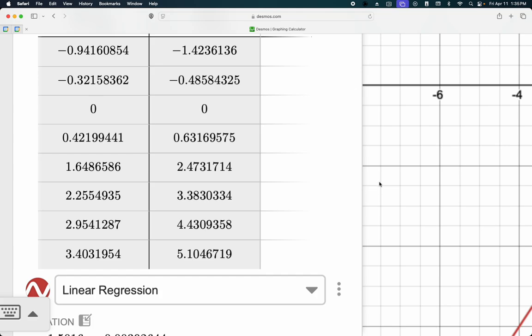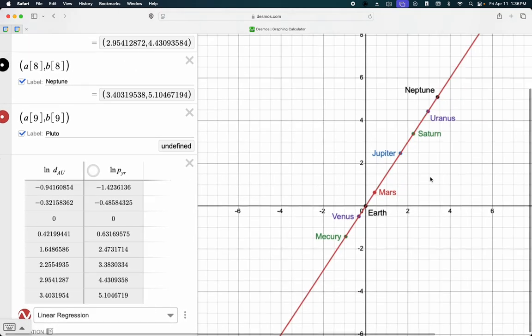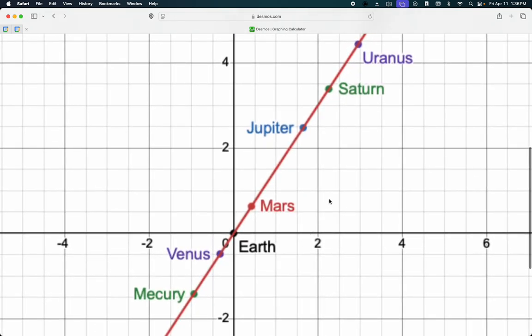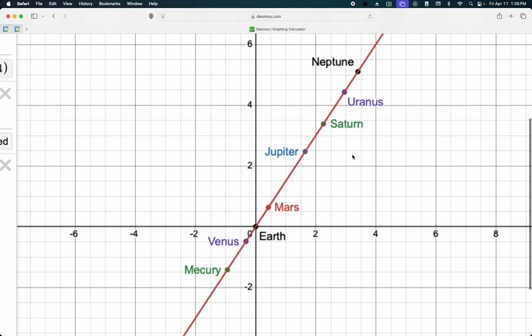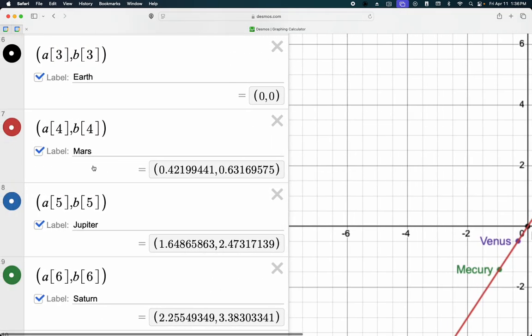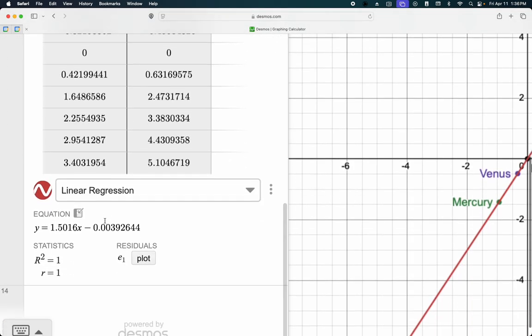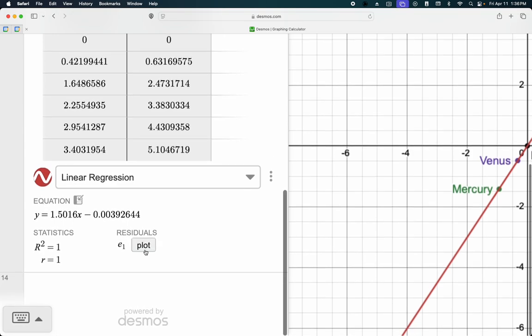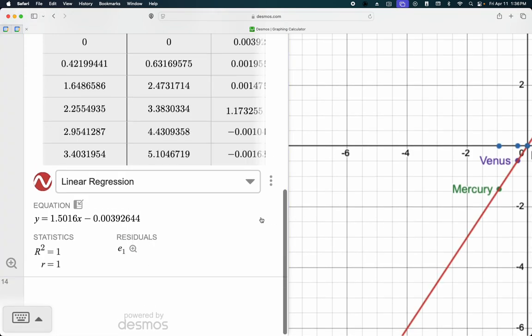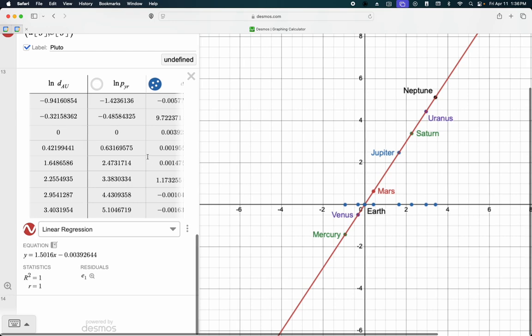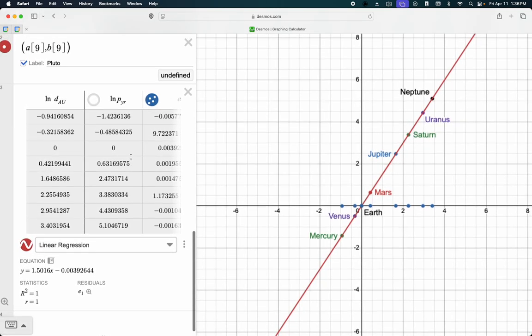You can probably tell graphically if there are any problematic planets, and I don't see anything. I don't see any obvious outliers. All the way from Mercury. If you see residuals, scroll down to the bottom. If you plot the residuals, then it will show you how far off each one is. The blue dots on your graph now show how far off each one is, and in your table there's a second blue dot plot, which tells you exactly how much each one is off.